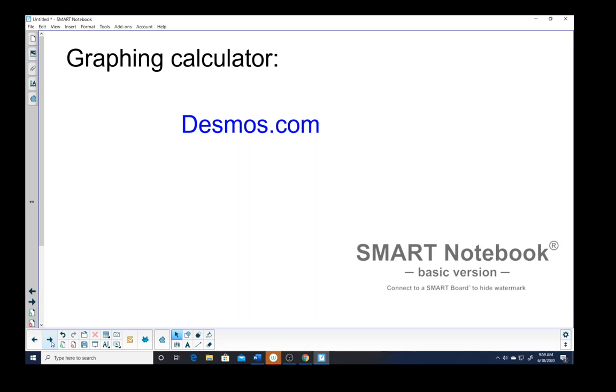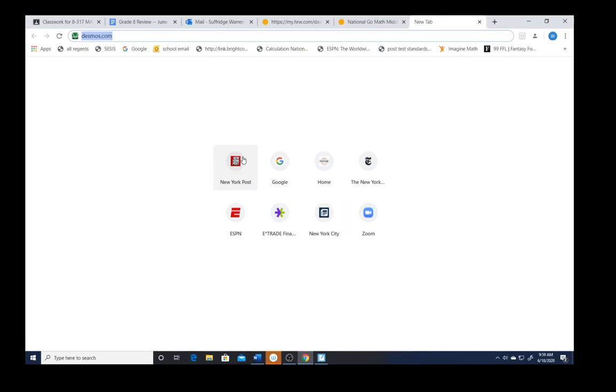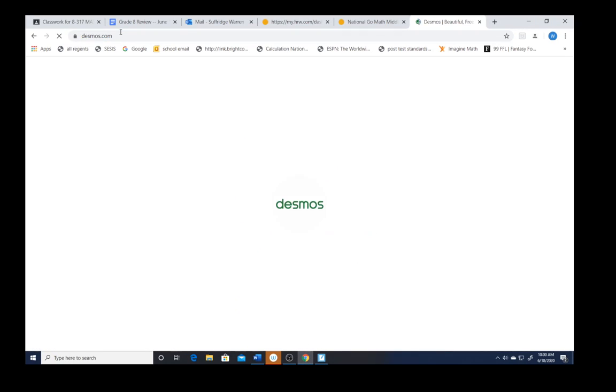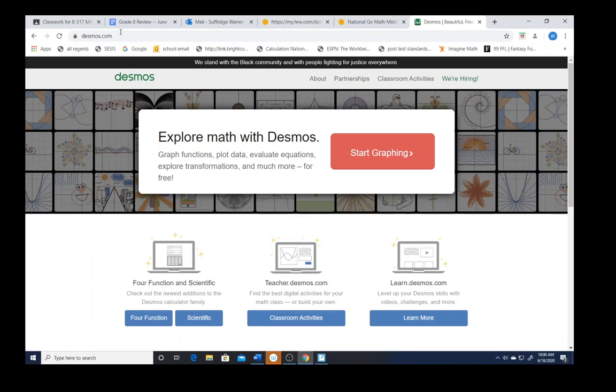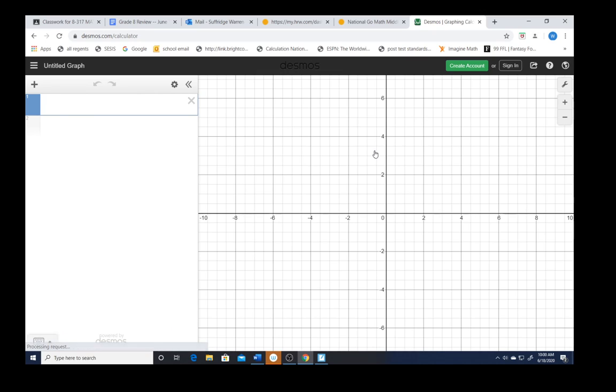A lot of you know Desmos.com. That is a good online graphing calculator, and that's what I'm going to use. It's really easy to use. So if you want to use the online graphing calculator, go to Desmos.com. And when you go to Desmos.com, this is the home page, and all you have to do is select Start Graphing, and it will take you to the graphing calculator.